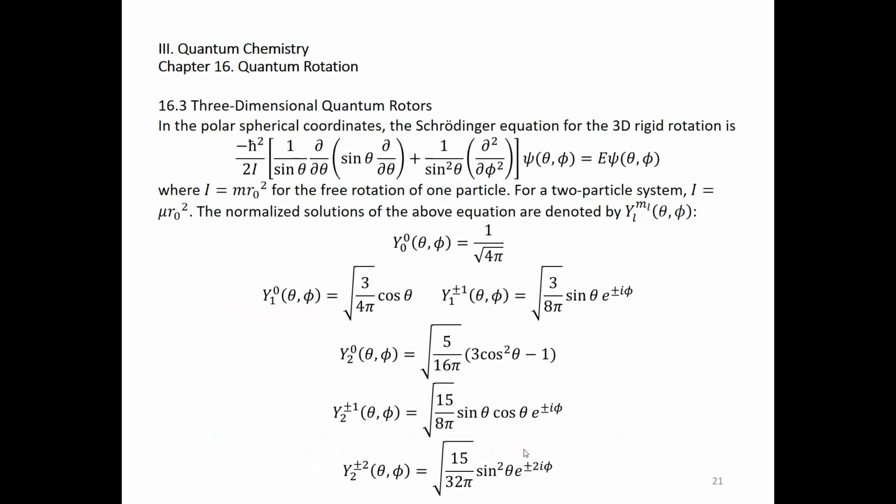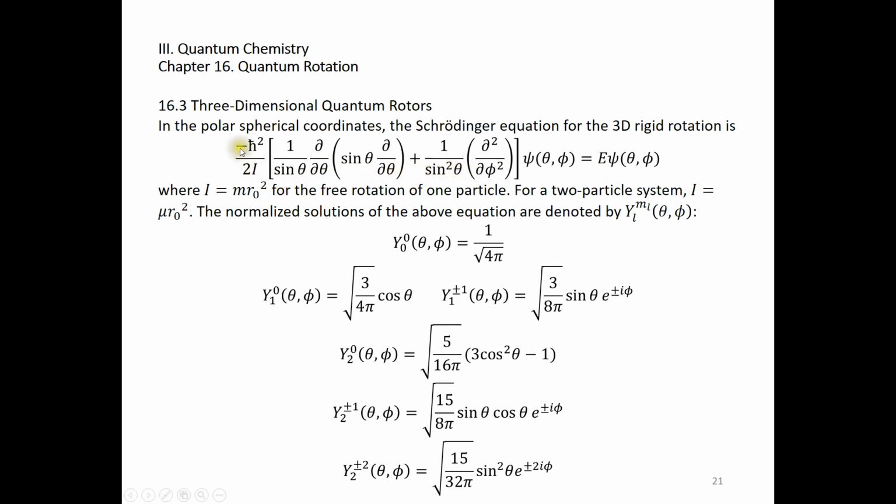In the polar spherical coordinates, after we finish all those conversions from XYZ to r, theta, phi, we'll get this Schrödinger equation in r, theta, and phi. It looks more complicated. The reason we do this is because if you use XYZ coordinates, it's actually more difficult to solve that Schrödinger equation. Mathematically, it's easier to solve the Schrödinger equation for the three-dimensional rigid rotor using polar spherical coordinates. Especially since r is constant, we have only theta and phi as the only two variables in this equation.